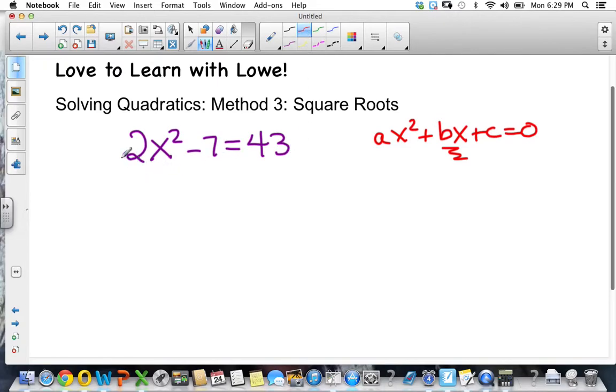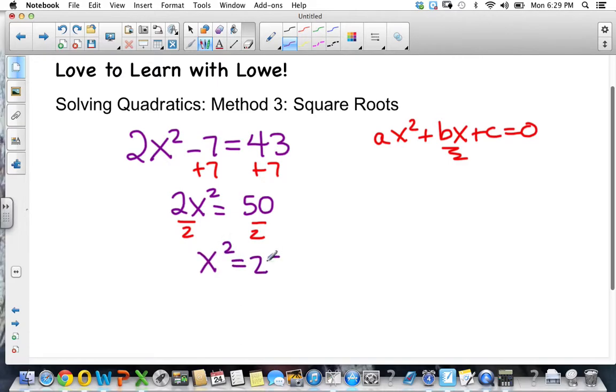So what I'm going to do is get the x squared term by itself. So I'm going to add 7 to both sides. So I have 2x squared equals 50. And I'm going to isolate the x squared, so I'm going to divide both sides by 2. So I have x squared equals 25.